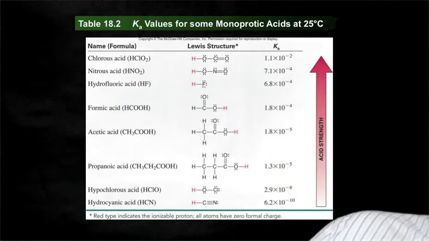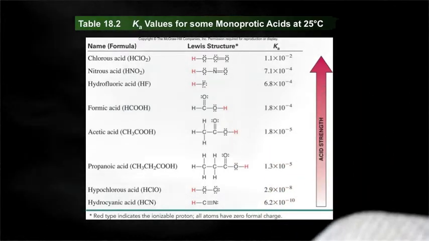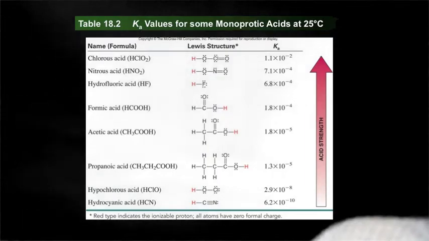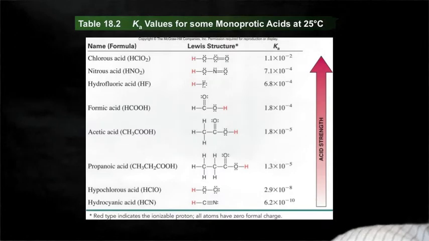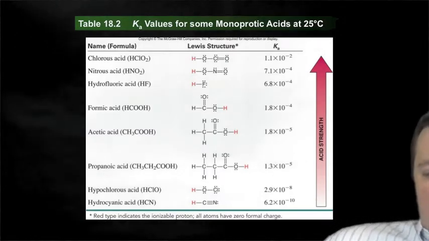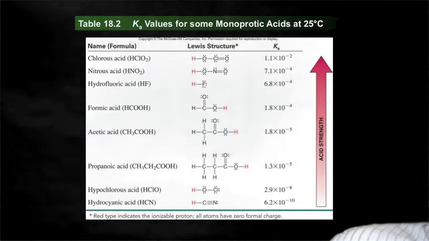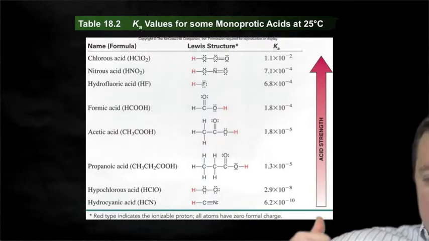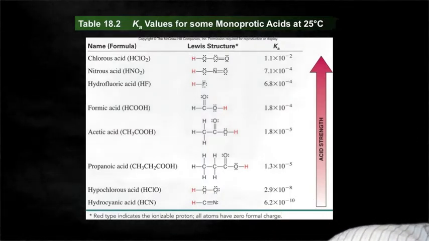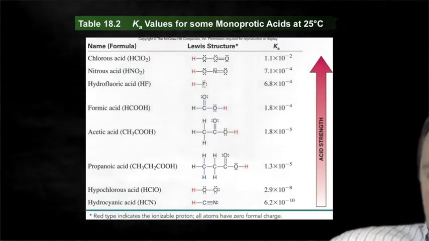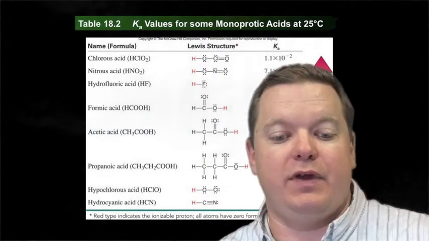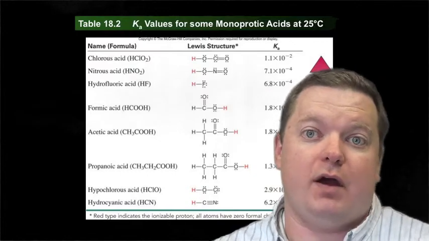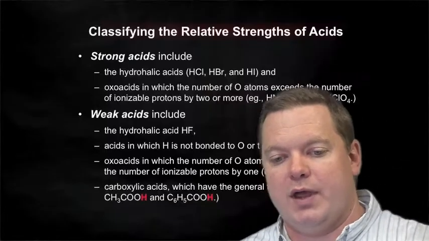So here in this table we can see some general Ka values. We look at things like acetic acid, which is in vinegar, which has a Ka value of 1.8 times 10 to the minus 5. Hydrofluoric acid, HF, has a Ka value of 6.8 times 10 to the minus 4. Because they have fairly small Ka values, all of these are considered weak acids.